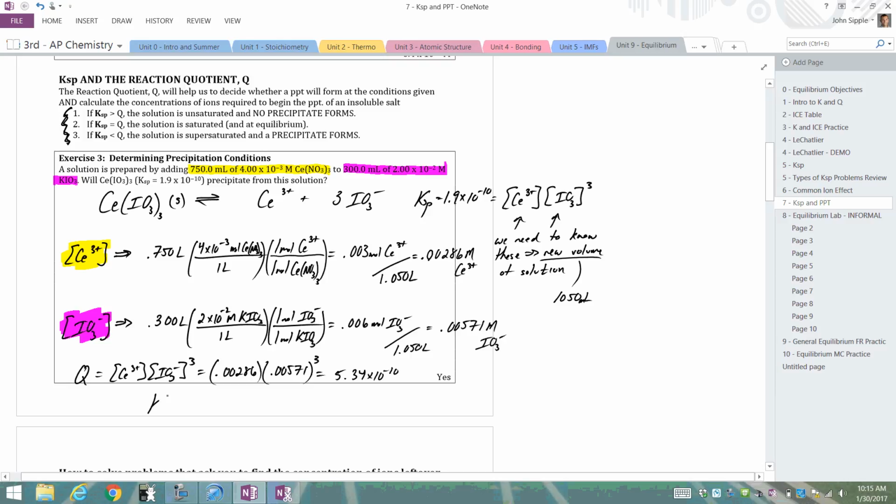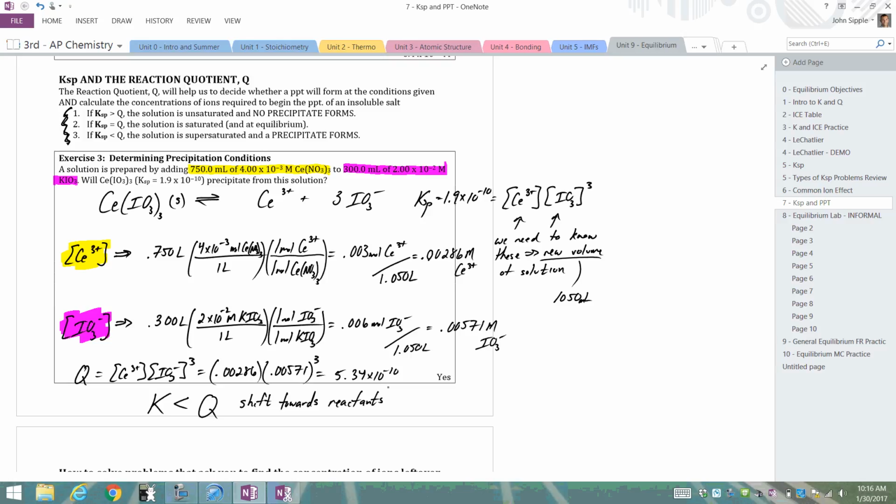So K is less than Q, so that means the reaction shifts towards reactants. The reaction's shifting to the left, and this is the key component here. What's our reactant? The solid. It's a solid, so that's going to precipitate out of solution.